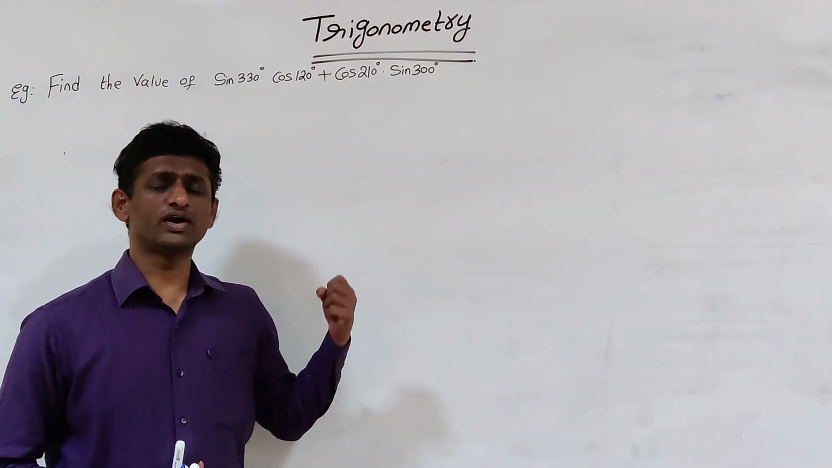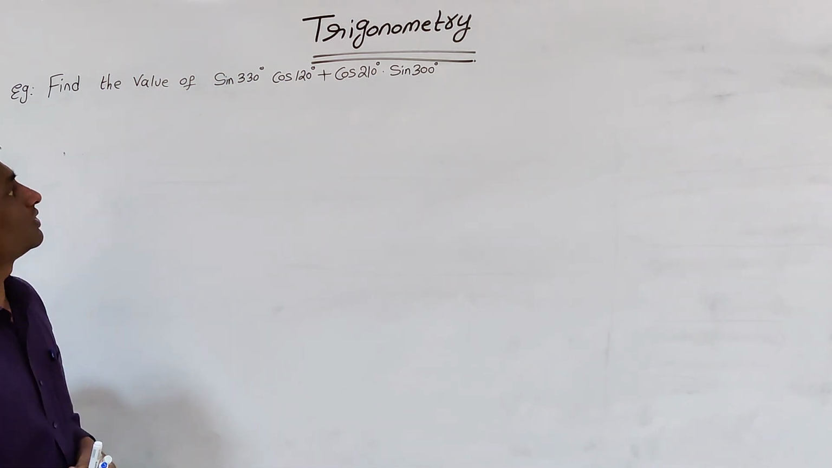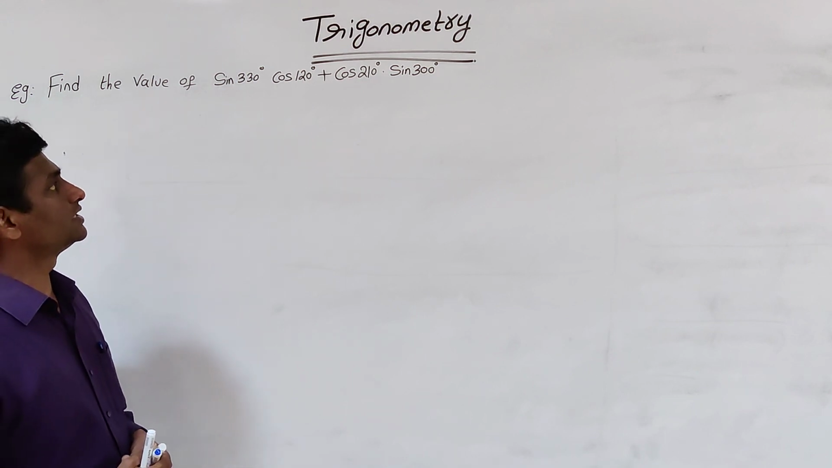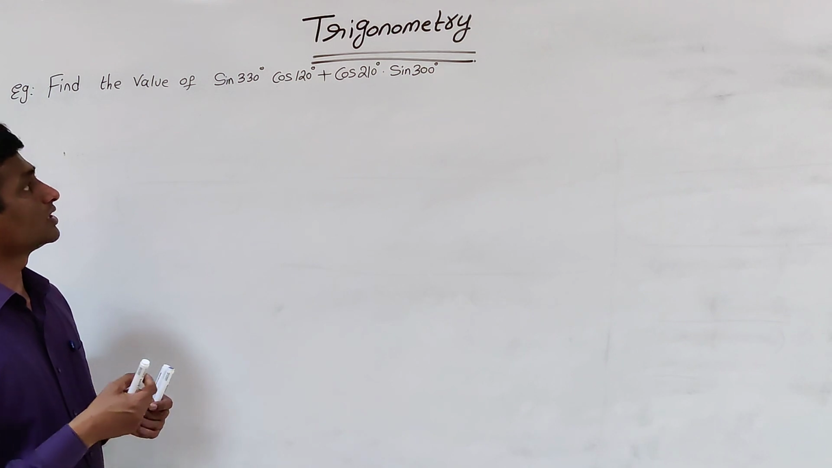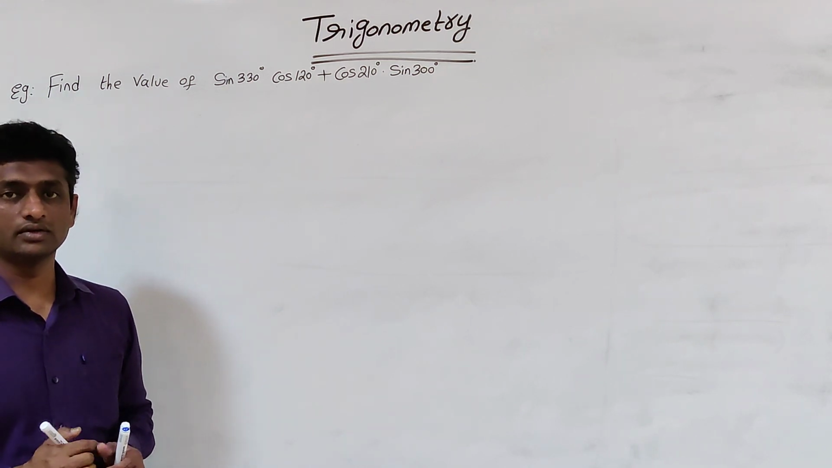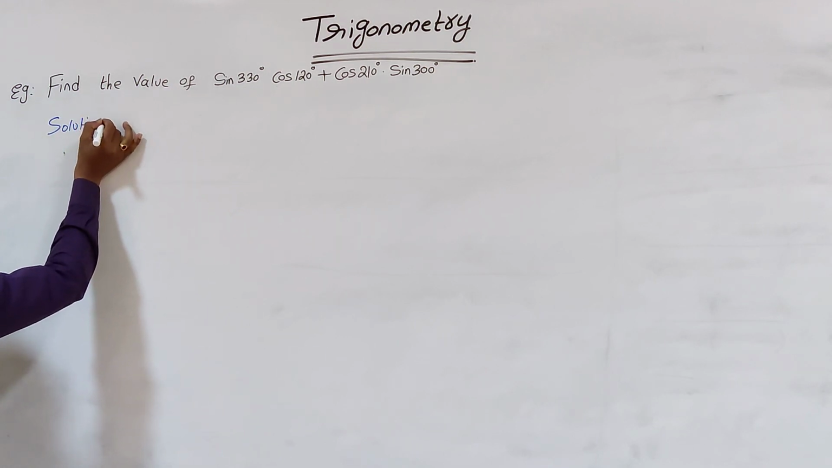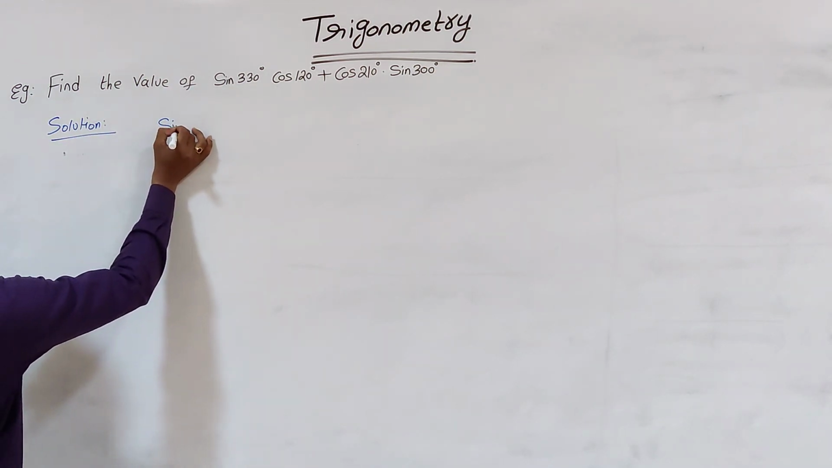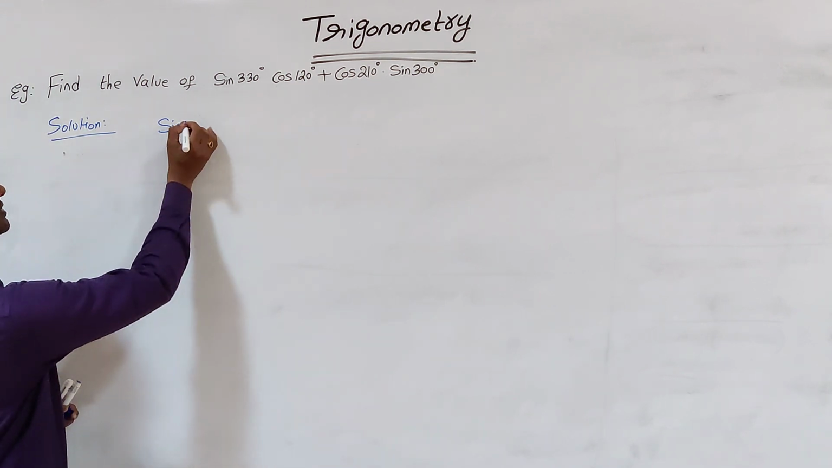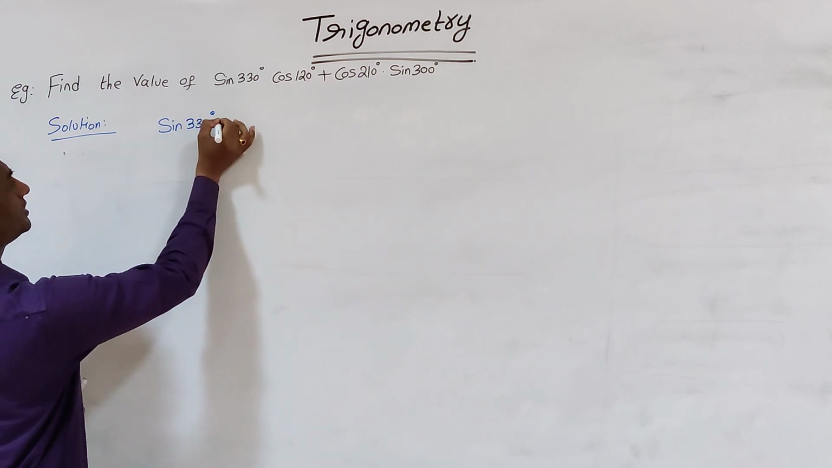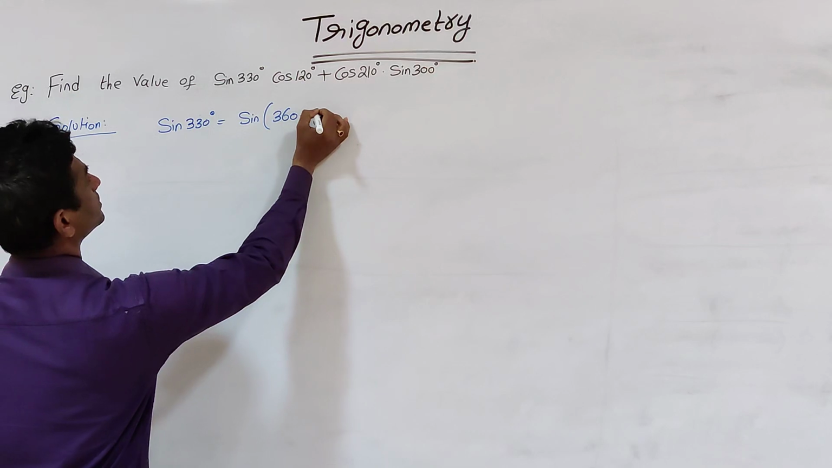The problem is: find the value of sin 330 degrees into cos 120 degrees plus cos 210 degrees into sin 300 degrees. So we'll see what are the trigonometric ratios of each angle. Solution. First we'll find out the individual trigonometric ratios, that is sin 330 degrees. It can be written as sin of 360 minus 30 degrees.